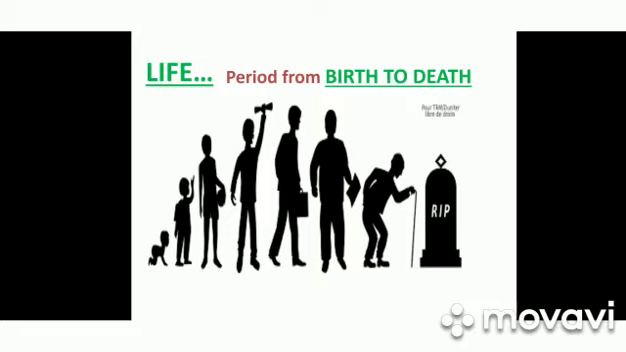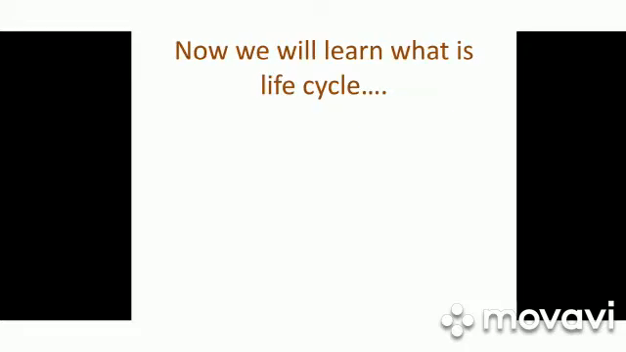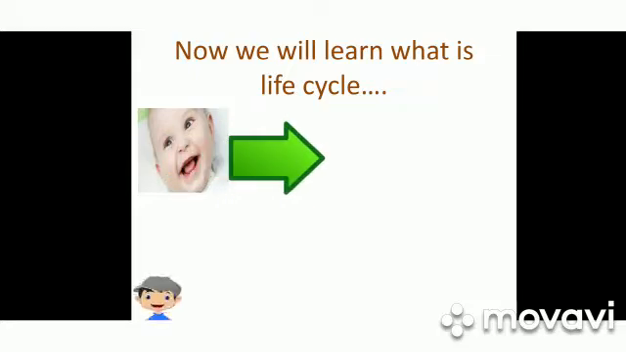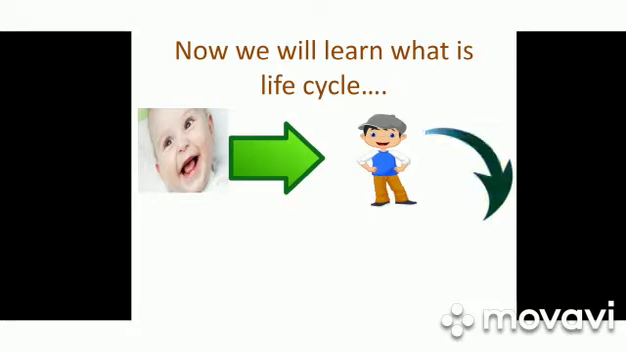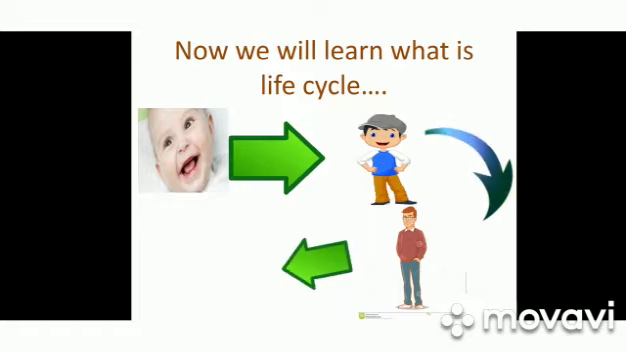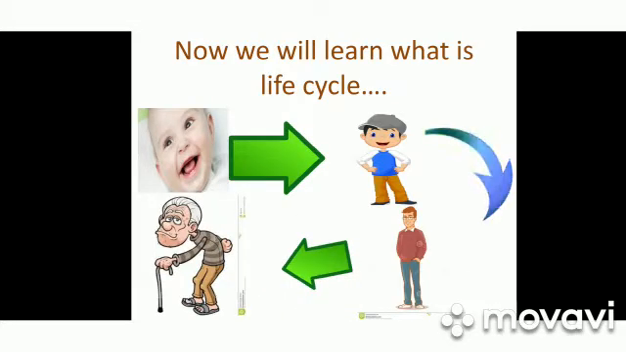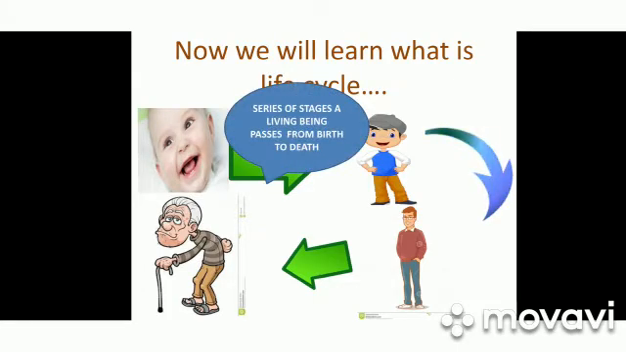Then what is life cycle? So, during the life period, we have to pass through certain stages. Yes? As humans, we start our life as infants. Then to child, we are changing the stages. Then to a teen, then to an adult person, then to an elderly person. So like that, we are passing through various stages of life. So, life cycle is the series of stages a living being passes from birth to death.